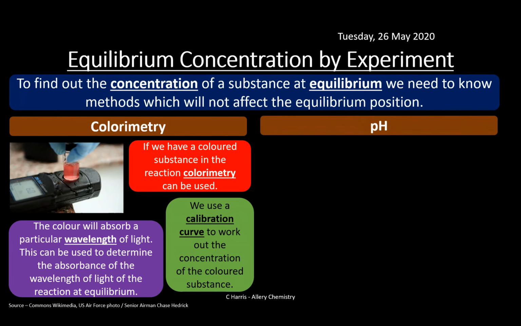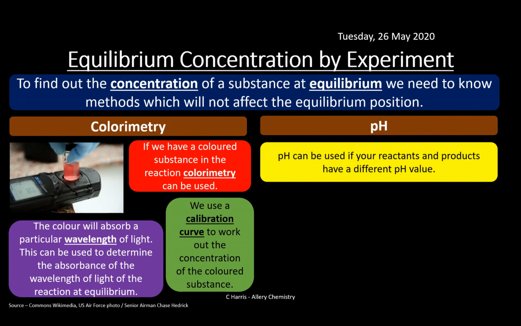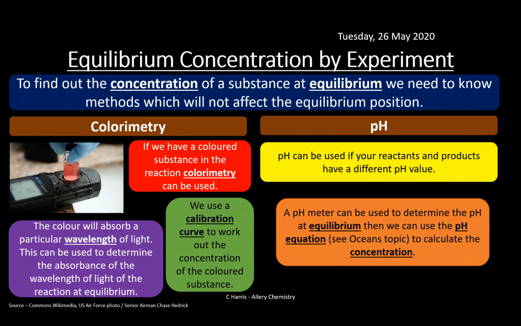Okay, the other way is using pH. pH can be useful if your reactants or products have different pH values. For example, if we're going from acid to neutral, if it's a neutralization reaction, a pH meter can be used to determine the pH at equilibrium, and then we can use the pH equation, which you saw in the oceans topic, to calculate the concentration. So you can see there are various ways in which we can measure the concentration of our substance at equilibrium in a practical sense.